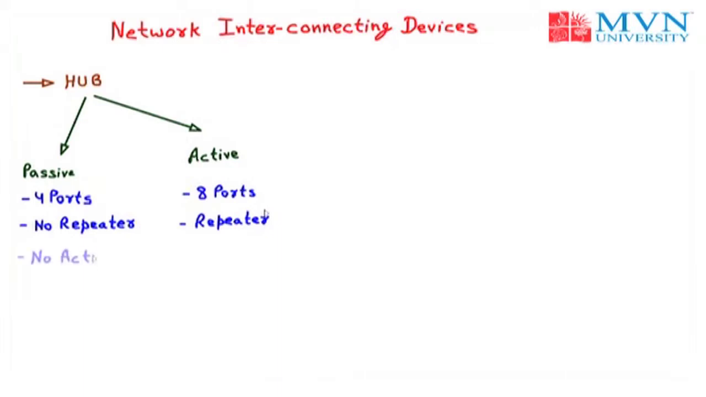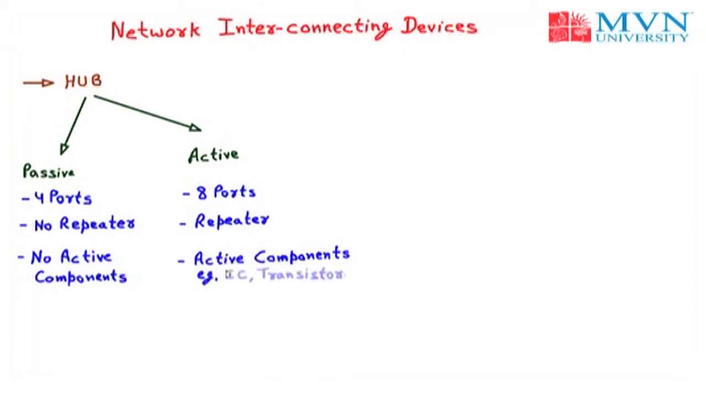Then we have no active components present in the passive hub. Active components just like microprocessor, ICs, circuits, these are present in the active hub but not present in the passive hub. Both the passive and active hub use the single broadcast in the single collision domain.